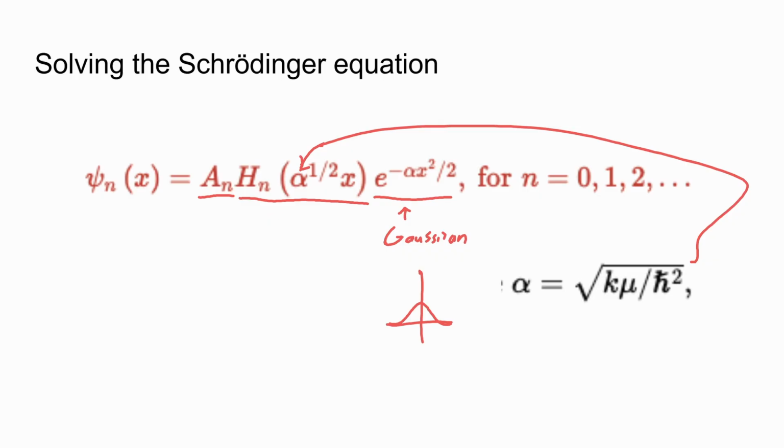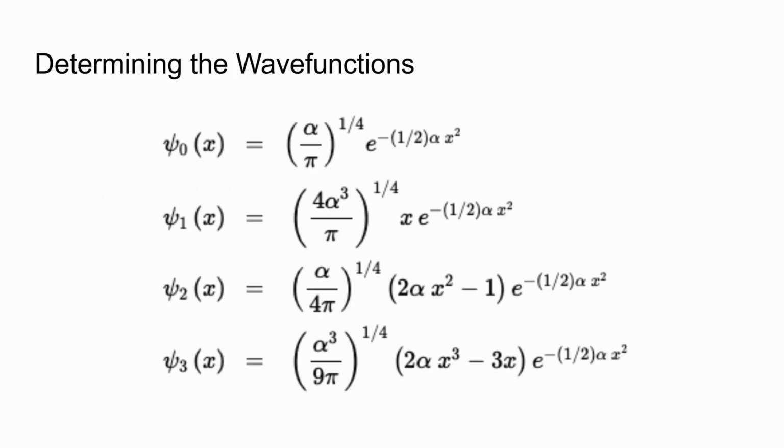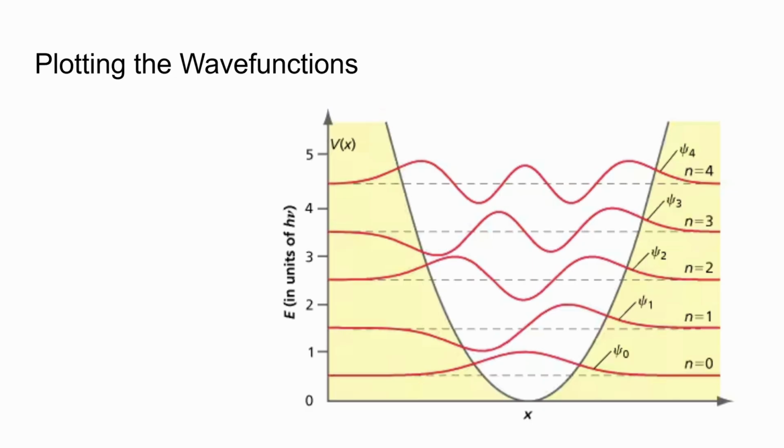Anyways, if we look at the solutions to the first couple values of n for our system, we see these right here. We have our wave functions for values of n equals 0 to n equals 3 shown on this slide. It's a lot of information, but breaking it down, we have our normalization constants, our Hermite polynomial, and our Gaussian function. Now, taking these wave functions, we can plot them as energy versus position, and we get this sort of graph right here.